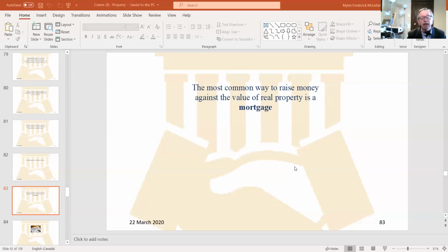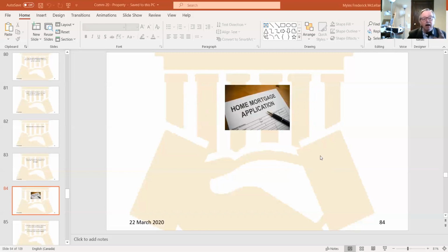However, mortgages in the land title system are now called charges. But they're exactly the same thing, a mortgage or a charge, okay? Most people who buy houses need mortgages to buy them.